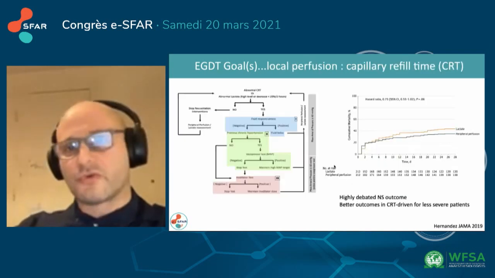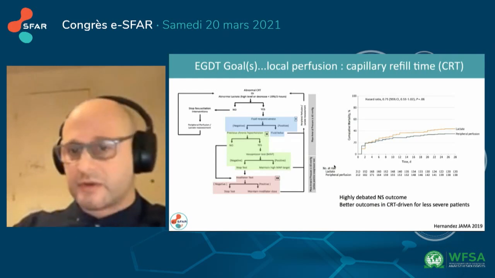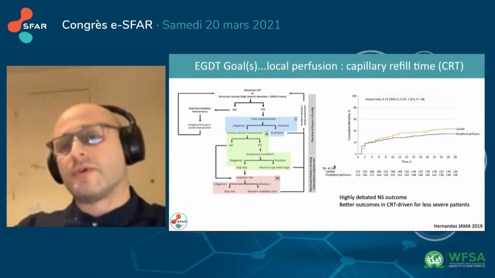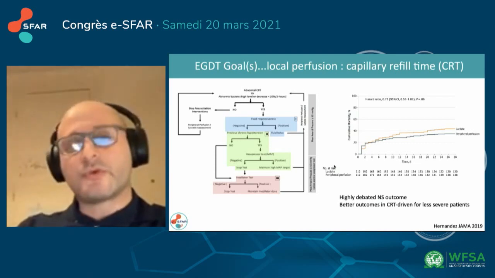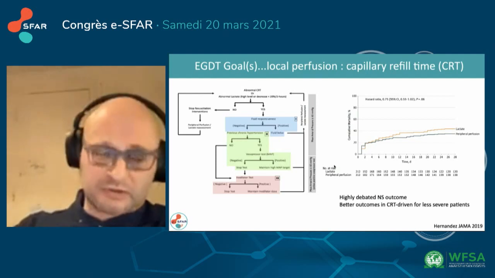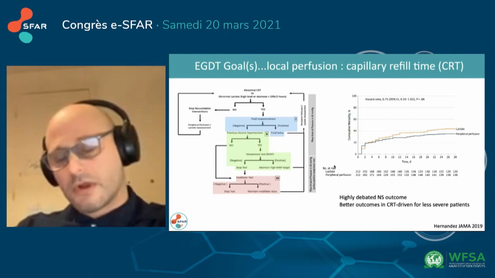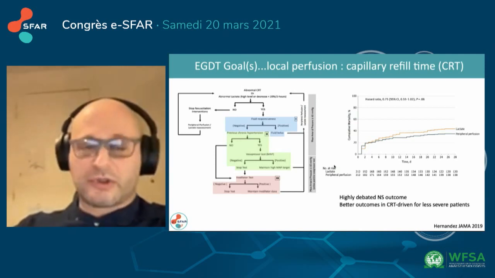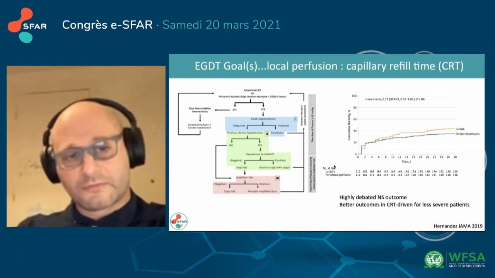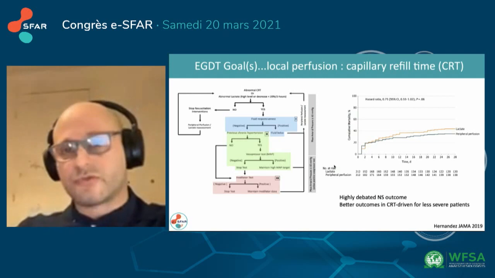The more recent ANDROMEDA-SHOCK study compared lactate clearance, because that had been shown by the Jones study, with capillary refill time. So the ultimate goals to be attained were judged by either lactate clearance, decrease of lactate over resuscitation, or shortening of the capillary refill time to normal values under 2 seconds. And with, again, fluid responsiveness and other intermediate goals.